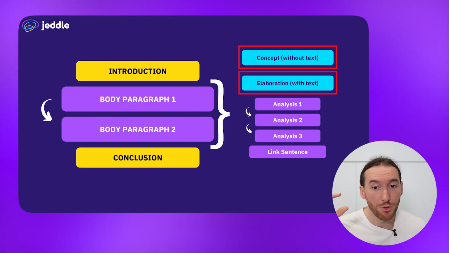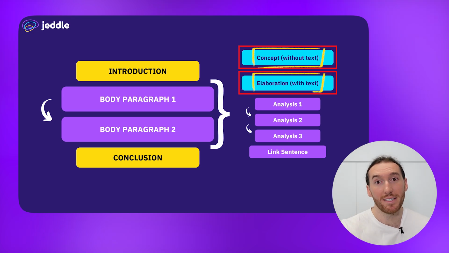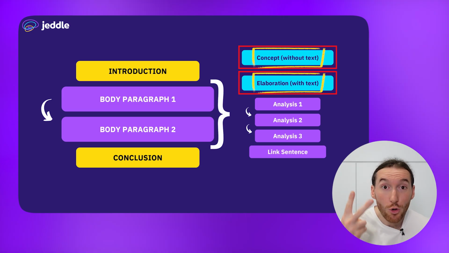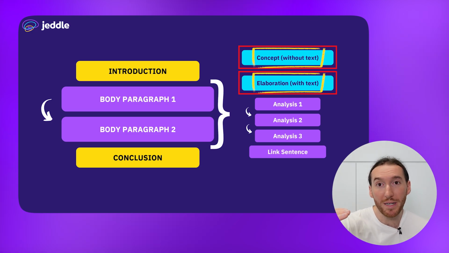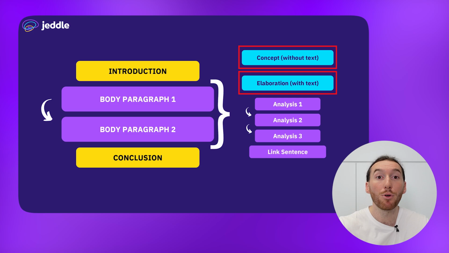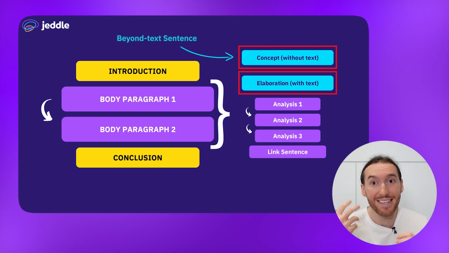Most people, as I said, will do the single topic sentence, but what a lot of students do for their essays is actually start with a conceptual topic sentence and then an elaboration sentence. So they do a two-sentence topic sentence, if you will. So they don't just do one topic sentence with the text and then go straight into the analysis with the quotes. They will introduce a concept, an idea, without mentioning the text. Some people call this a beyond text sentence.